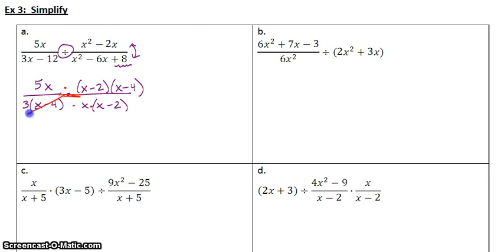So x minus 4 and x minus 4, x minus 2 and x minus 2, and actually x and x. My final answer then is 5/3 for that one. For part B, I'm trying to trick you here by putting something that isn't in fraction form, but you can just rewrite it so it's that over 1.